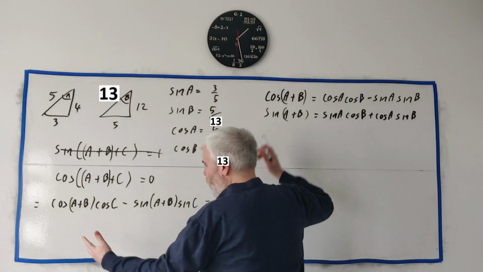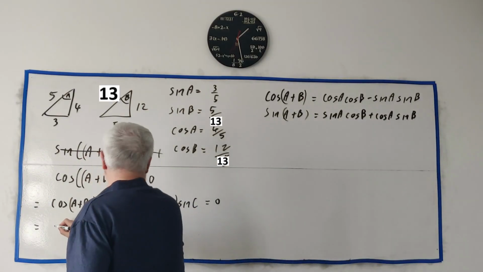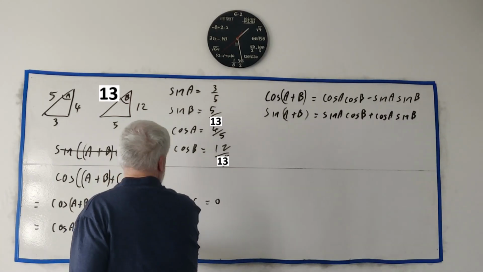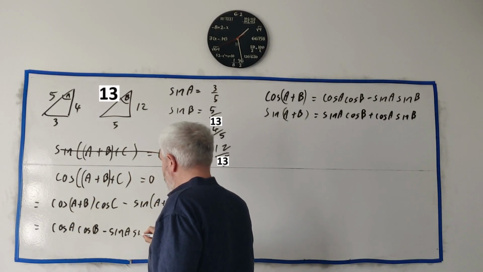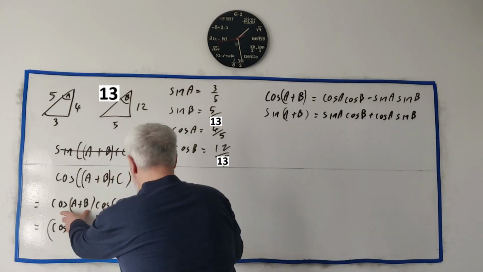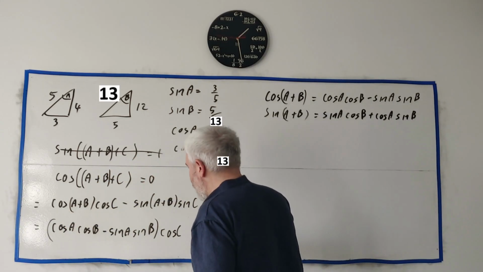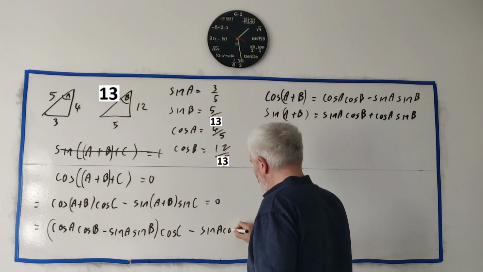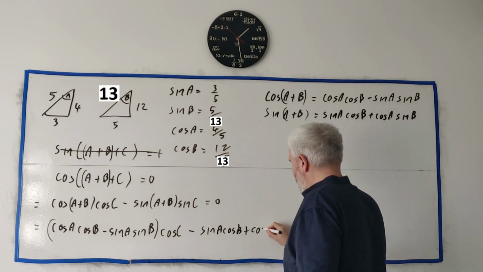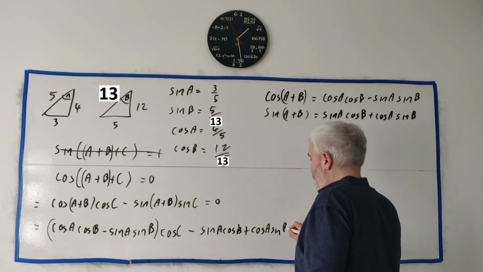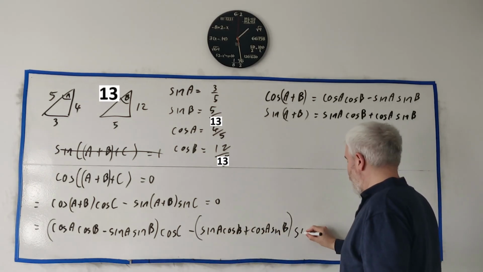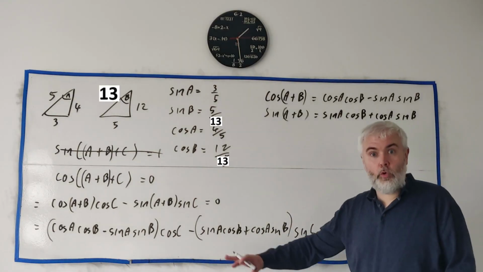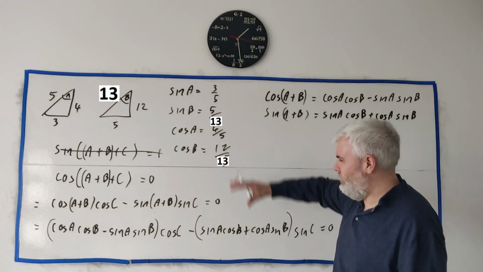Cosine of A plus B, it's all written up there, so certainly feel free to fast forward. And we have cosine A cosine B minus sine A sine B. All of that is multiplied by cosine C. Take away, again, we're just writing down what I see here, cosine A sine B plus cosine B sine A, all that multiplied by sine C. And all this is equal to 0. I think you'll agree this is quite a mess, but remember we have lots of information here.